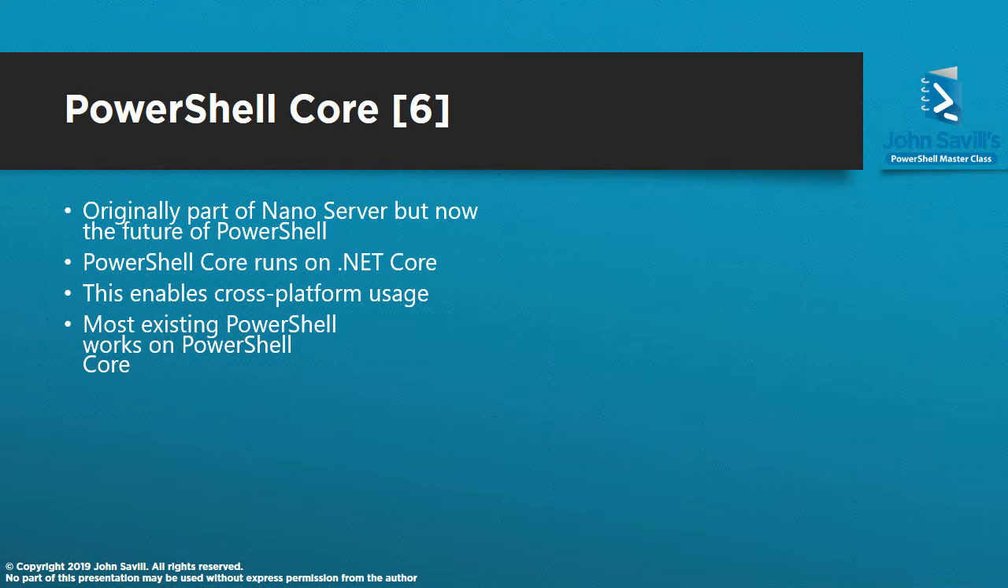Most existing PowerShell does work on PowerShell Core. Now, as we're going to cover later in this course, functionality is delivered in these things called modules. And it's really up to the people that write the modules to make sure they work on .NET Core instead of the .NET Framework. Some modules do rely on .NET Framework and won't run on .NET Core. So not everything that runs in Windows PowerShell is going to run in PowerShell Core. But it's constantly improving. We're going to talk about this in a lot more detail.